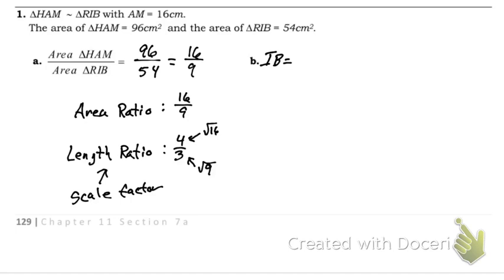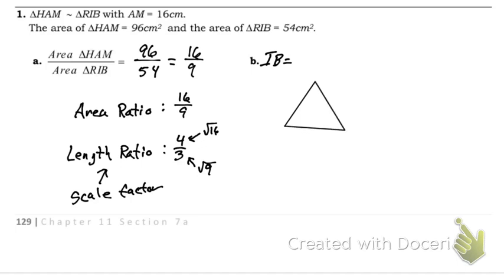Kind of our tip-off is, this is 96 centimeters squared. To get rid of a square, I have to take the square root of it. So if our area ratio is 16 over 9, our length ratio is then 4 over 3. Now I can deal with that length. I'm going to quickly draw a picture to make sure I can even solve for it, because if I don't have corresponding parts, I can't even solve for it.